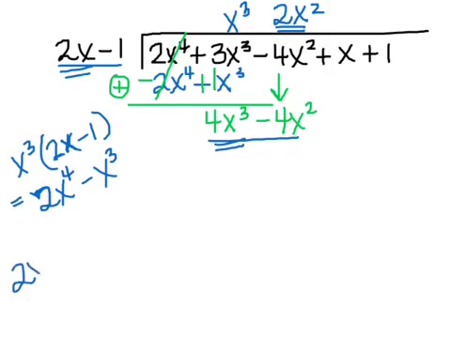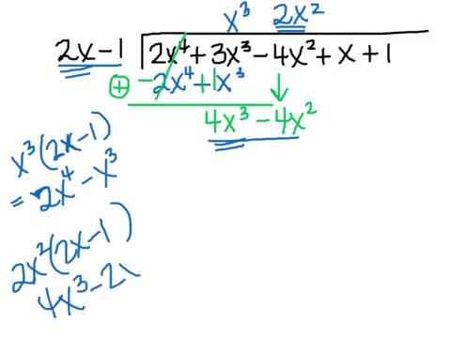So we're going to come off to the side and do 2x squared times 2x minus 1, just to see what we get, and that's 4x to the third minus 2x squared. So we write that underneath. I'm sorry, that's an x squared. So this would be an x squared as well.